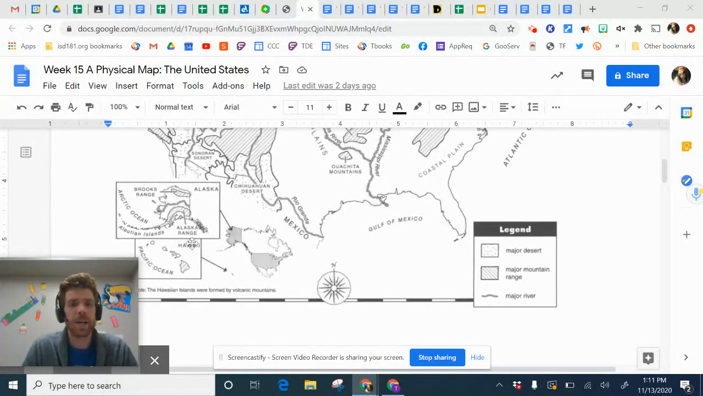Alaska, that's great. It has the Alaskan Range here to the south and the Brooks Range to the north, and then it looks like it has a river going through the middle, and it's got the islands out here that kind of tail out of Alaska into the Arctic Ocean to the north and the Pacific Ocean to the south.